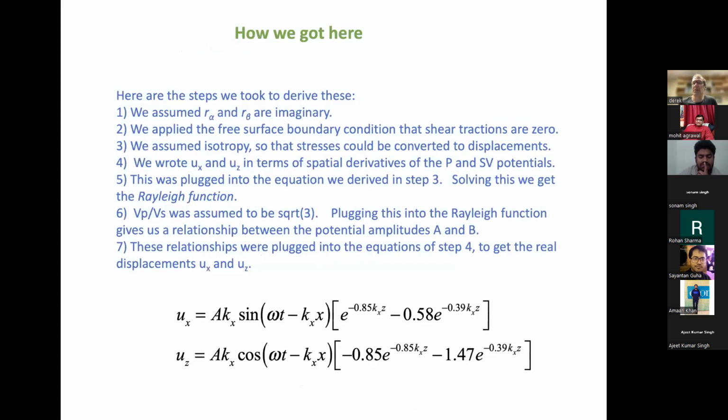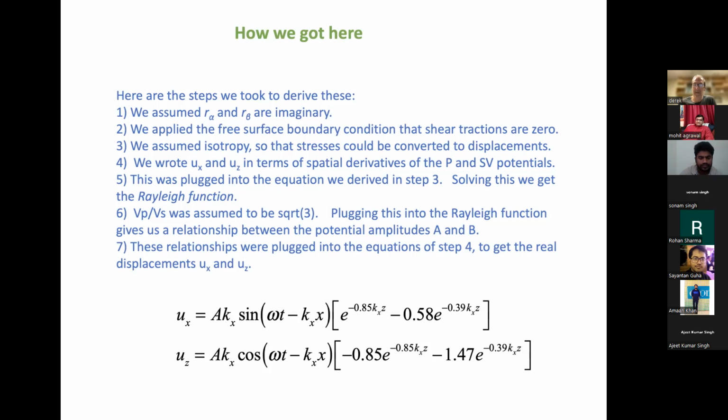So just to do a quick recap of what we've discussed. So we assume that R sub alpha and R sub beta are imaginary. We applied the free surface boundary condition that shear tractions are 0. We assumed isotropy, so the stresses could be converted to displacements. We wrote U sub x and U sub z in terms of the spatial derivatives of the P and SV potentials. This was plugged into the equation that we derived in step 3, and solving this gave us the Rayleigh function.